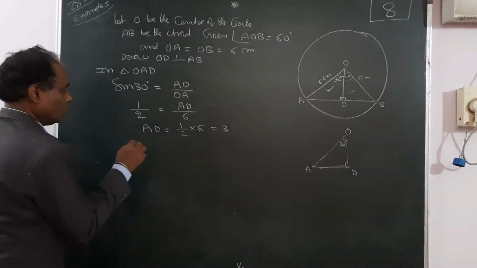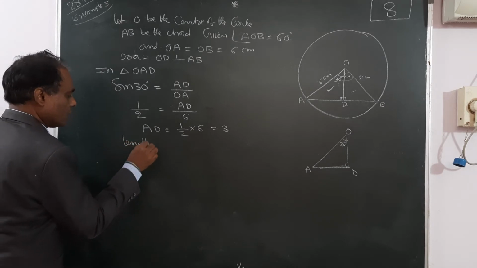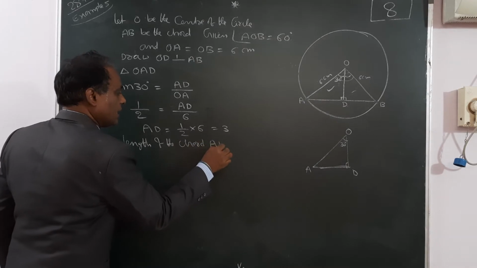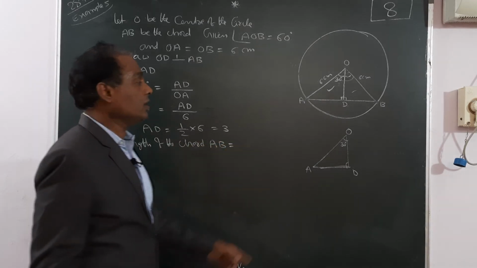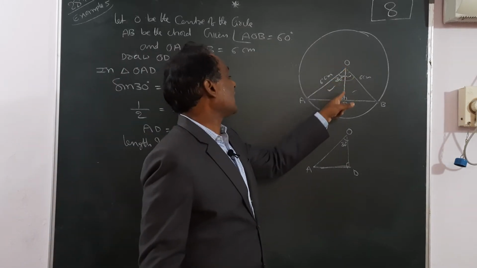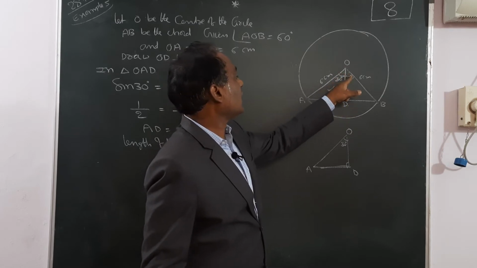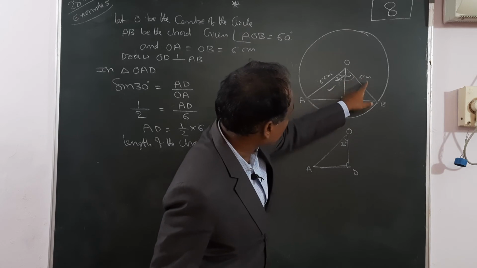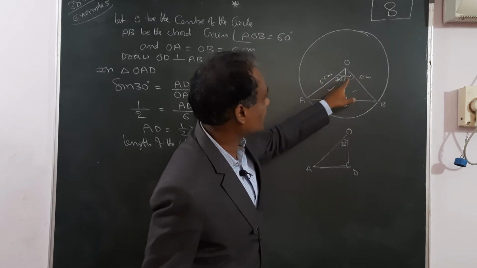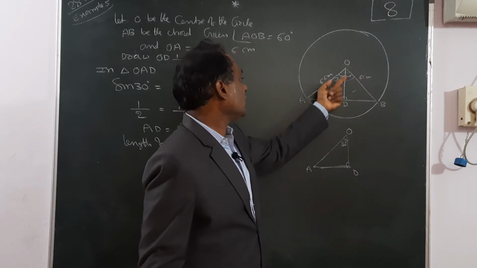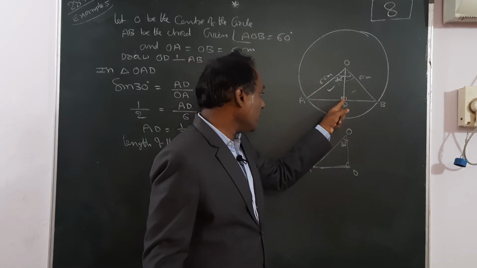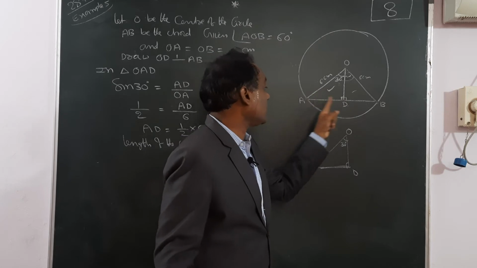Next, the length of the chord AB is equal to, now if we draw a perpendicular line, this will divide the angle into two equal parts and the base in the ratio of the other two sides. So this is 6, this is 6, therefore 30, 30, and this also will divide the base in the ratio of other two sides. So this is the midpoint. D is the midpoint of AB.